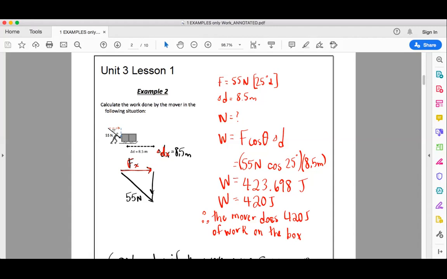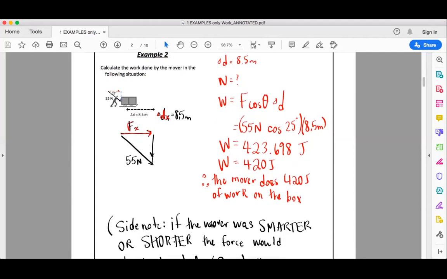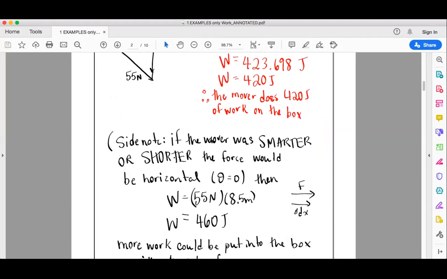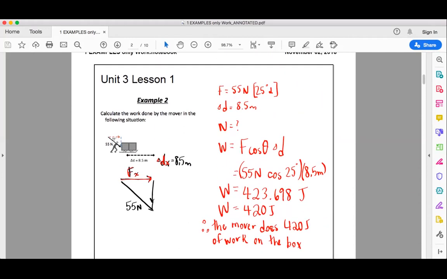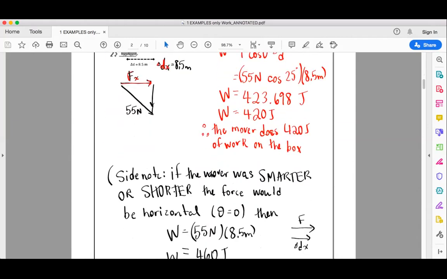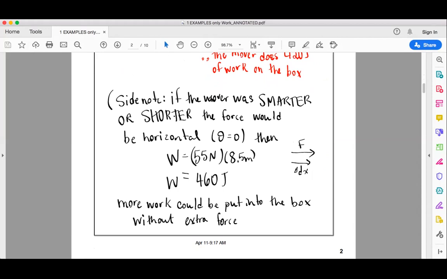So some sort of therefore statement that specifies some details about that 420 joules of work is necessary. Just a note here, 420 joules is what's capable if this mover is only as strong as being capable of 55 newtons. If the worker was smarter, or maybe if they were shorter, the force would be more useful because theta would be equal to 0. 55 newtons times 8.5 meters is 460 joules of work.